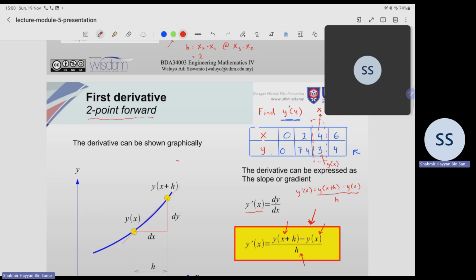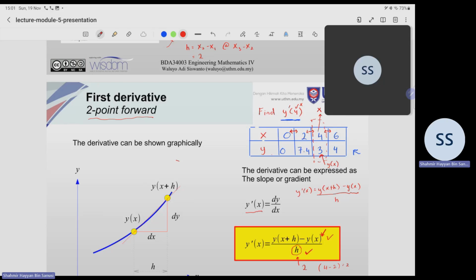Now back to this equation. You already know what is your y(x), because when x is equal to 4, the y value is 3. So now you need to know what is your h. How do you find the h value? As I taught you earlier, h is what we call a step size. You can do 2 minus 0, or 4 minus 2, or 6 minus 4. So our h value is 2. How do I get 2? 4 minus 2 is equal to 2.